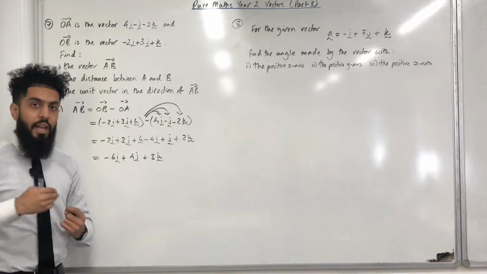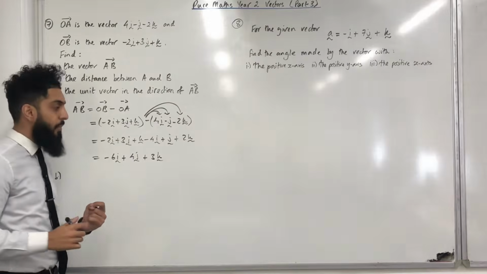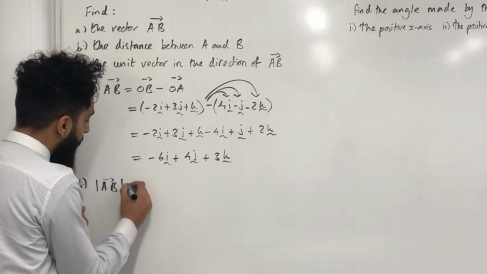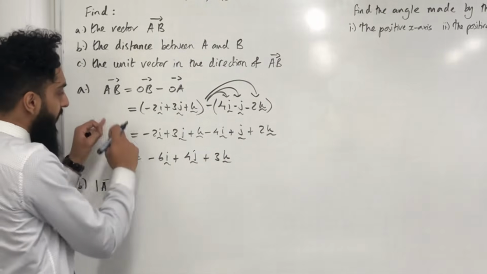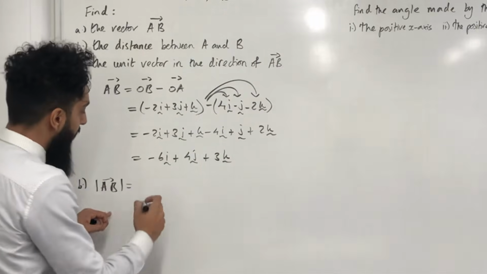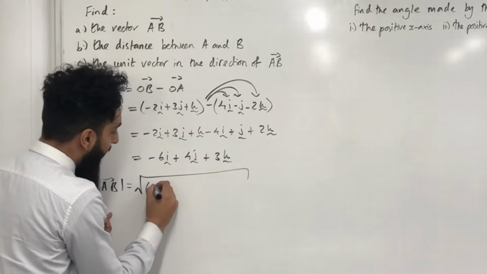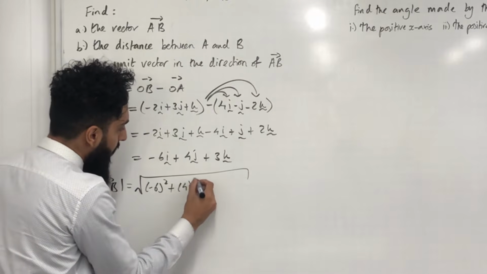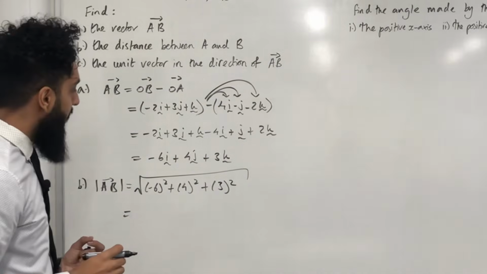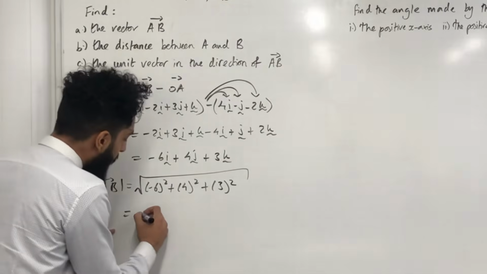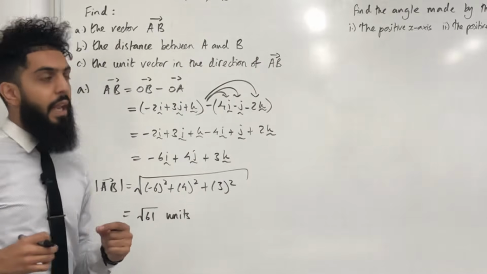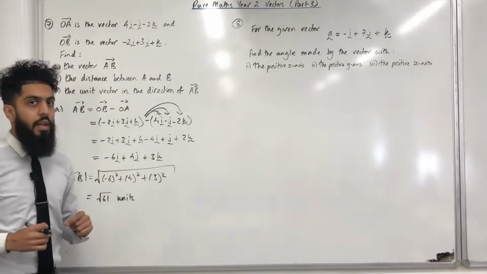Well, the distance between A and B is given by the magnitude of the vector A to B. We know what the vector A to B is. It is minus 6i plus 4j plus 3k. We need to find the magnitude of this vector. It is given by square root of minus 6 squared plus 4 squared plus 3 squared. So we can now put this into our calculator, and if we do this, we end up with square root 61 units. So the distance between A and B is just square root 61 units.